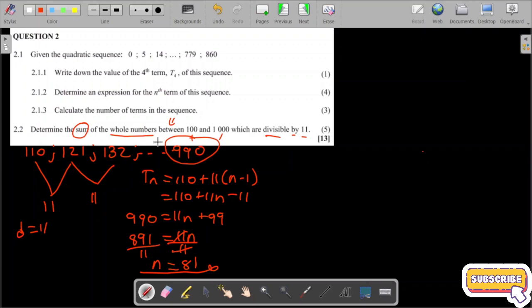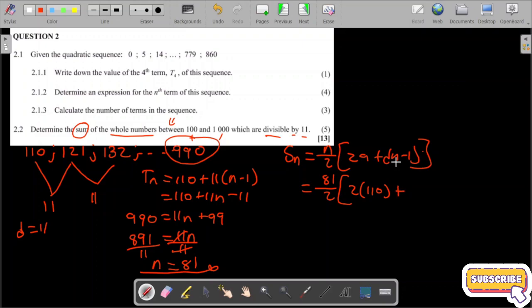Now, let me find the sum of this sequence or series that I have here. Remember, Sn is equal to n over 2 into 2a plus d into n minus 1. Now, remember, this is my arithmetic. This is the formula for finding the sum of an arithmetic series. So Sn is going to be 81 all over 2 into 2 times my a, in this case 110, plus my d, which is 11, into 81 minus 1.